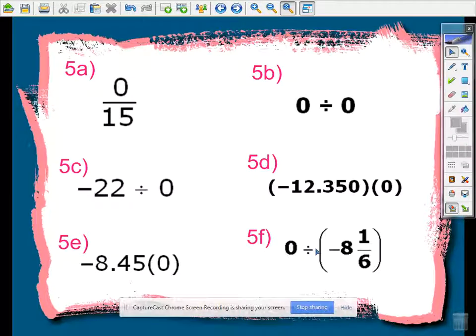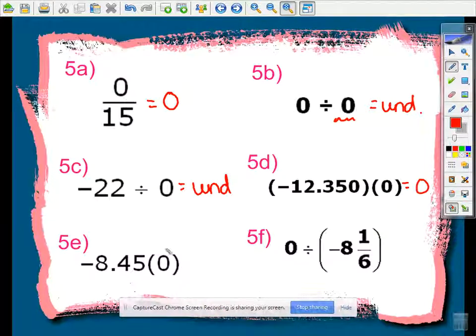So why don't you take a second, pause, do these, and then come back and see how you did. All right, so 5a, 0 divided by 15, you should have had 0. 0 divided by 0, though, is undefined. You cannot divide by 0. -22 divided by 0, undefined. -12.350 times 0, just 0. -8.45 times 0 is 0. And 0 divided by -8 1/6, you can convert this to whatever you want, but if you're dividing 0 by anything, you're going to get 0.